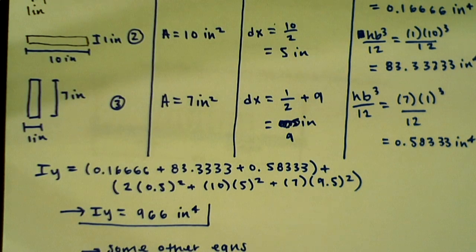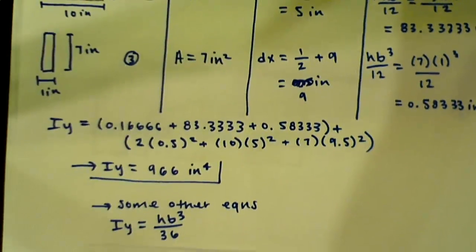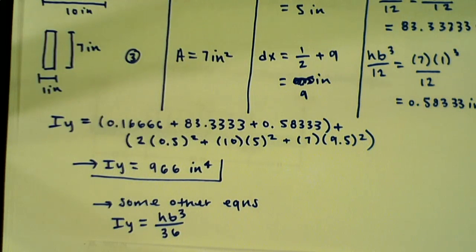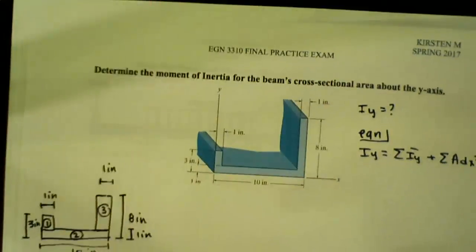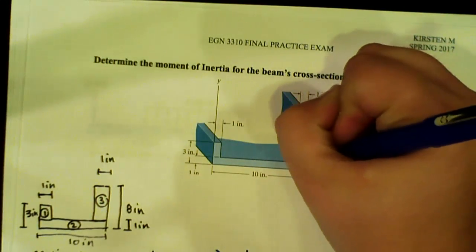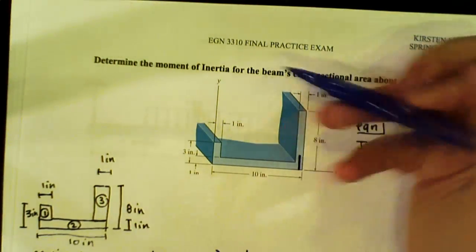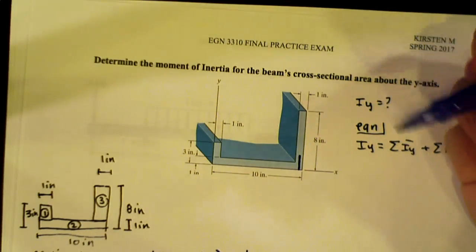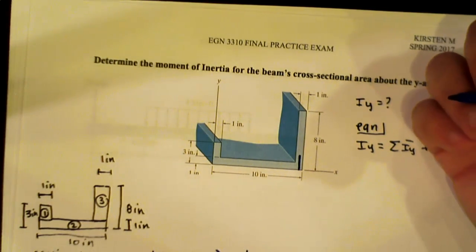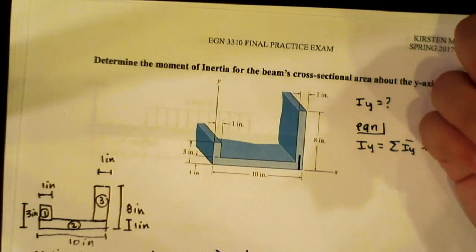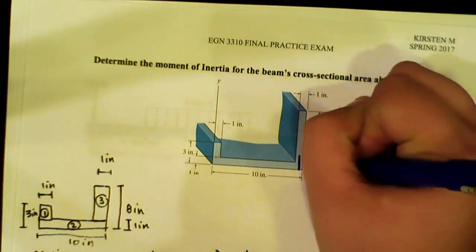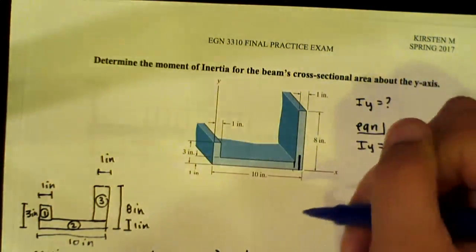Because our centroid is measured from over here, and we need it from our y-axis, because the definition of dx is the distance of the centroid to the y-axis. So we know it from just this rectangle, but we need to add in that 9 that we're missing.